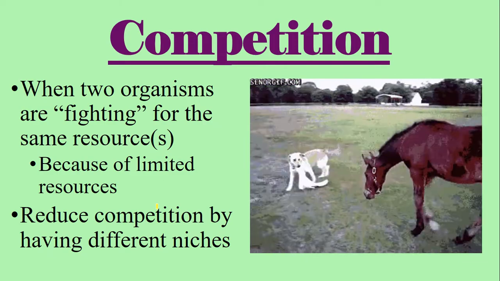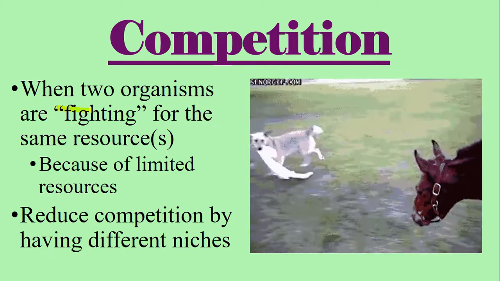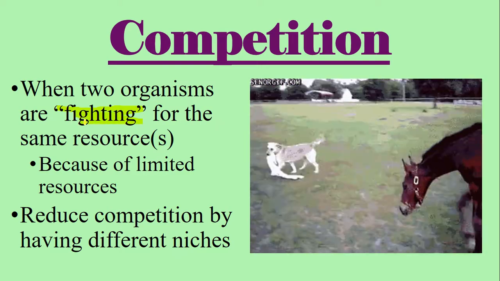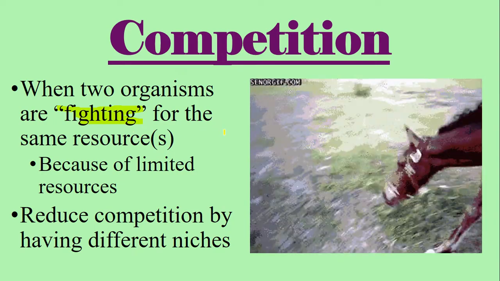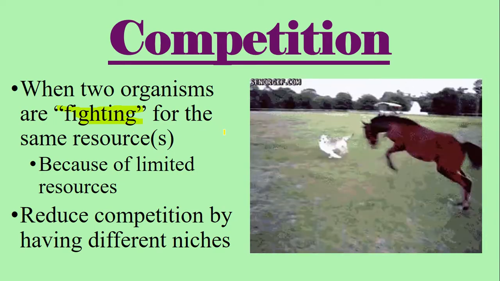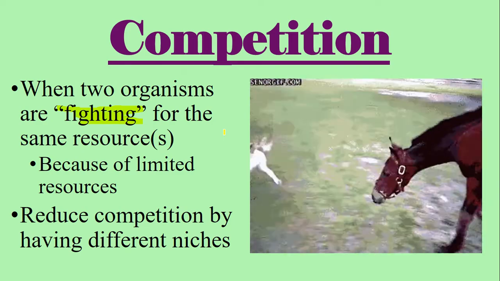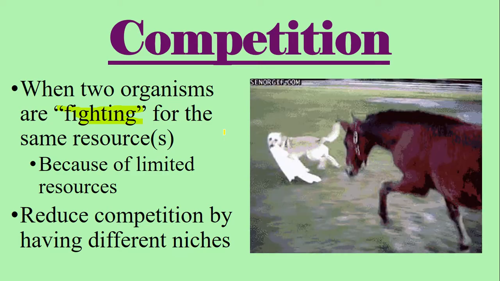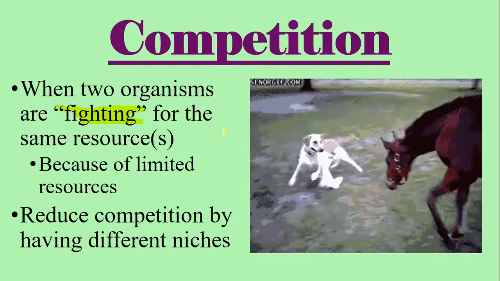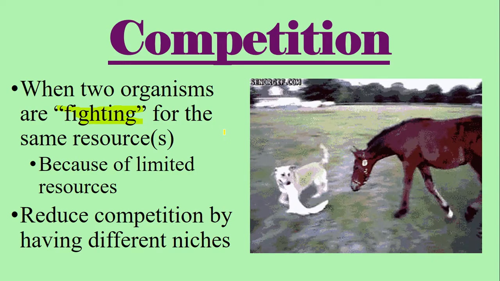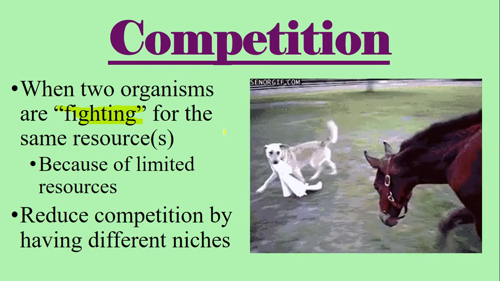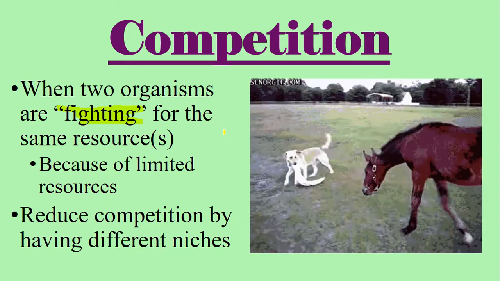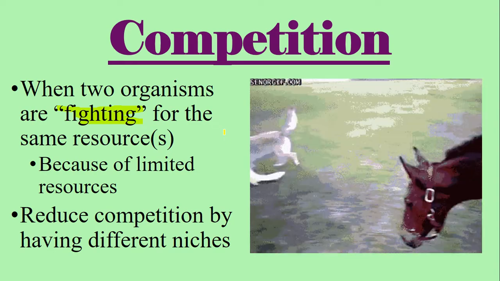Competition is when two organisms are fighting for the same resource or resources, and it's because there's some type of limited resource. So it could be that the birds are fighting for a certain food source in a tree. You could have other organisms fighting for shelter, or you could have this horse and this dog fighting for this t-shirt they all want. But you reduce competition by having different niches in the environment.